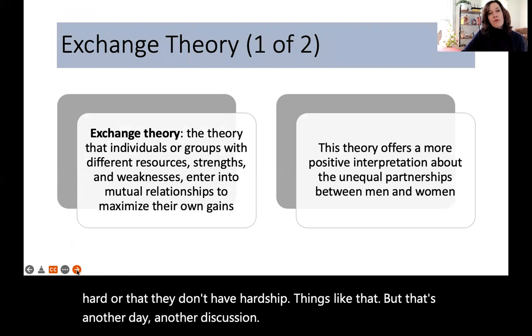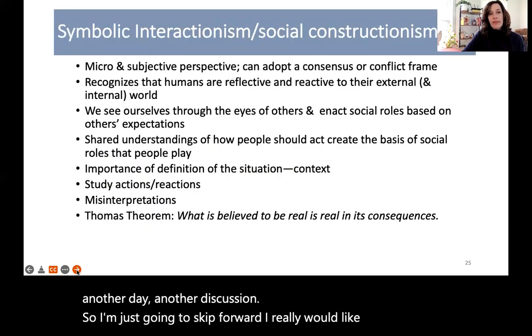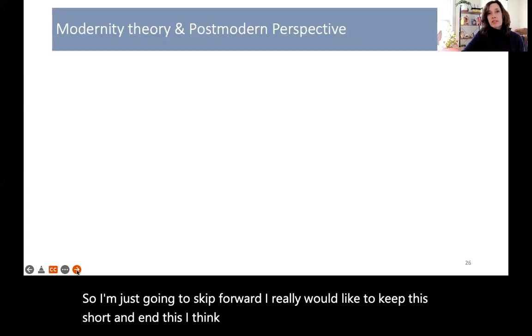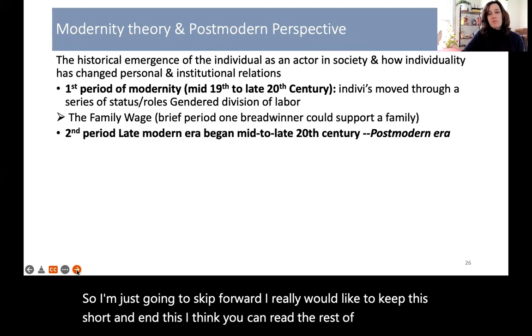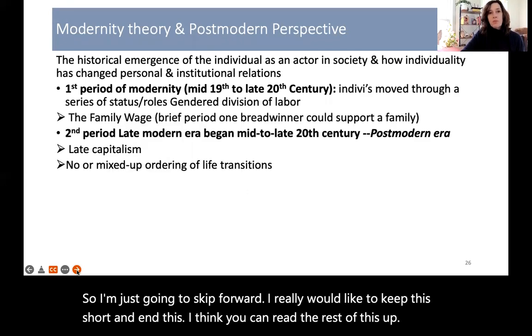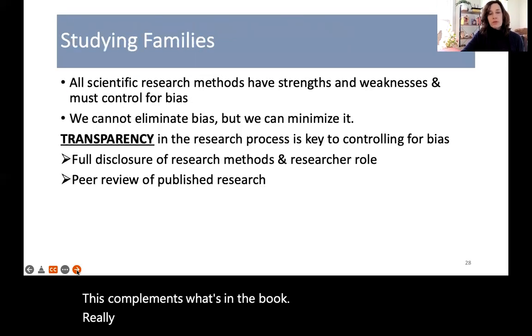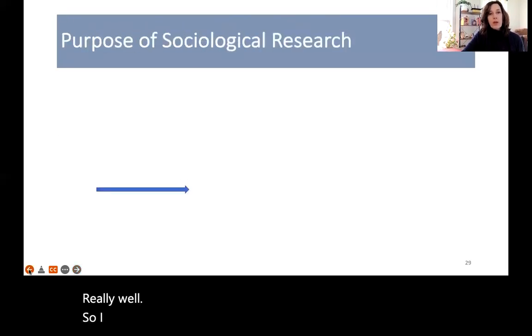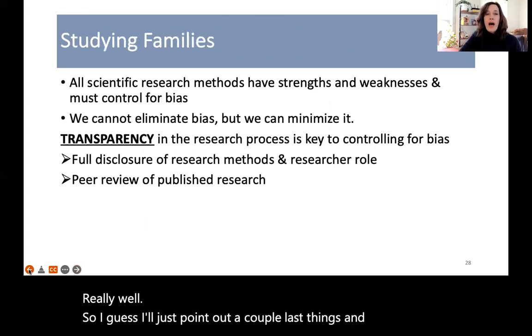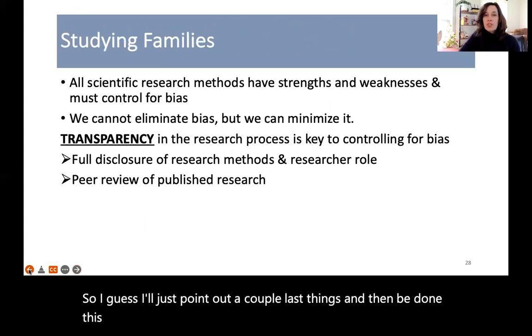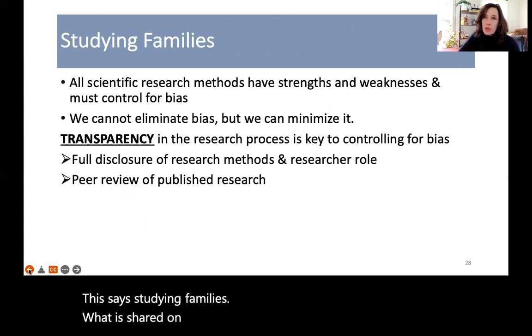So I'm just going to skip forward. I really would like to keep this short and end this. I think you can read the rest of this. This complements what's in the book really well. So I guess I'll just point out a couple last things and then be done. It says studying families, what is shared on these slides. There is a little bit of addition to what's in the book, but pretty much complements it.